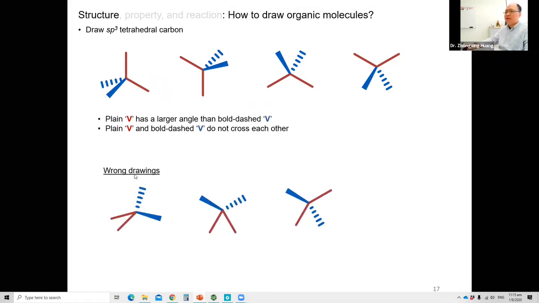So there are some wrong drawings I don't want you to have, okay, here. Why is the first one wrong? Because the plane V has a smaller angle than the dashed bold V, right? This is wrong, okay? And this is also wrong because this angle is smaller than this angle. So the plane one should be larger. And this is wrong because why? Because the red and the blue cross each other. So the plane V cannot cross the bold dashed V, okay? I hope you, there is only one way you can be good at drawing, and that is just practice, right? Okay.